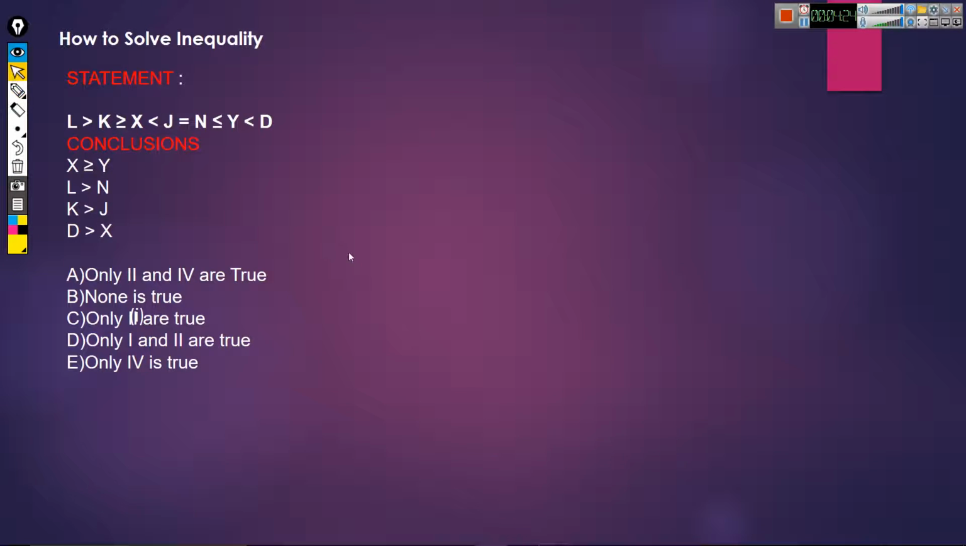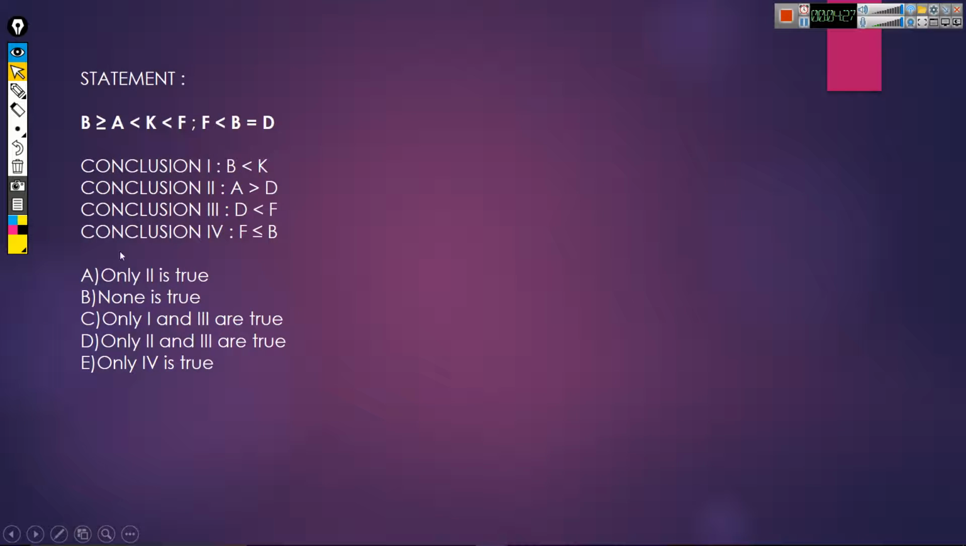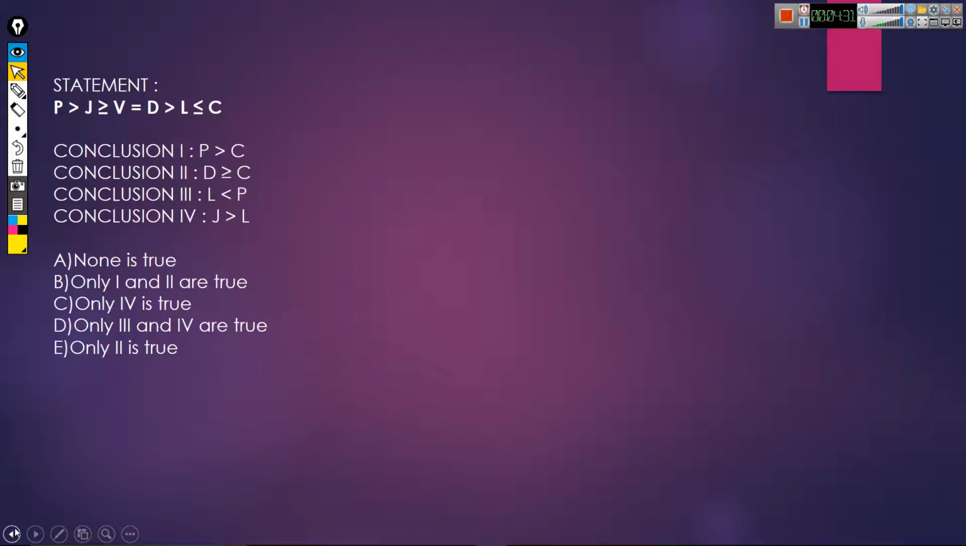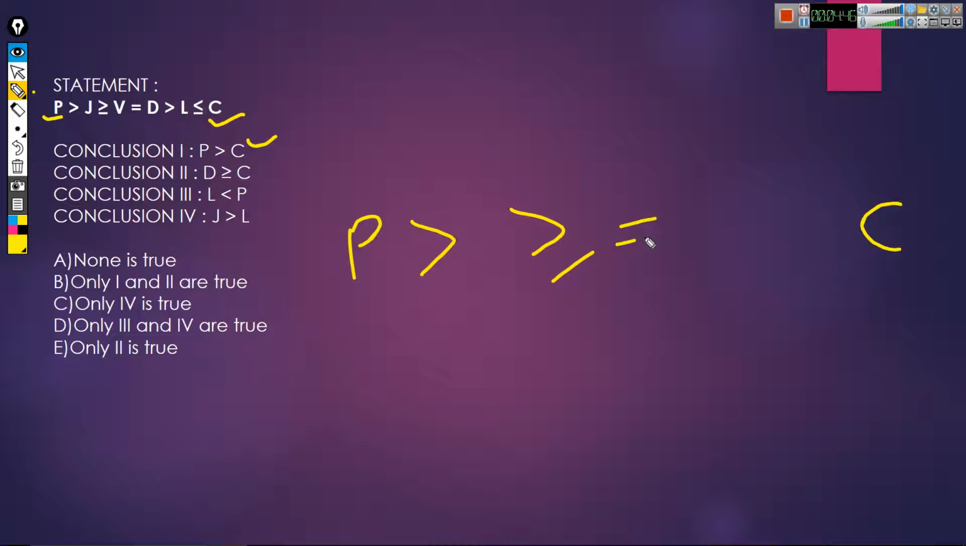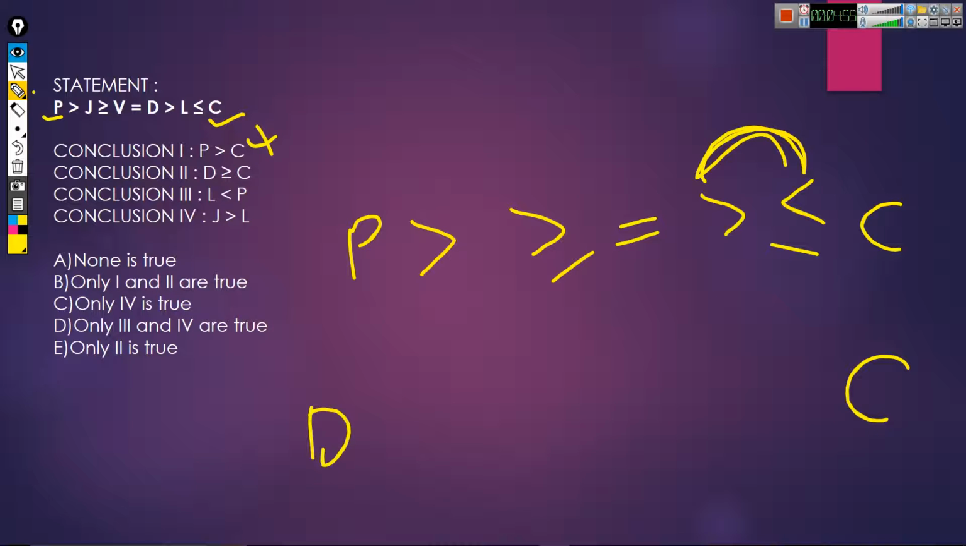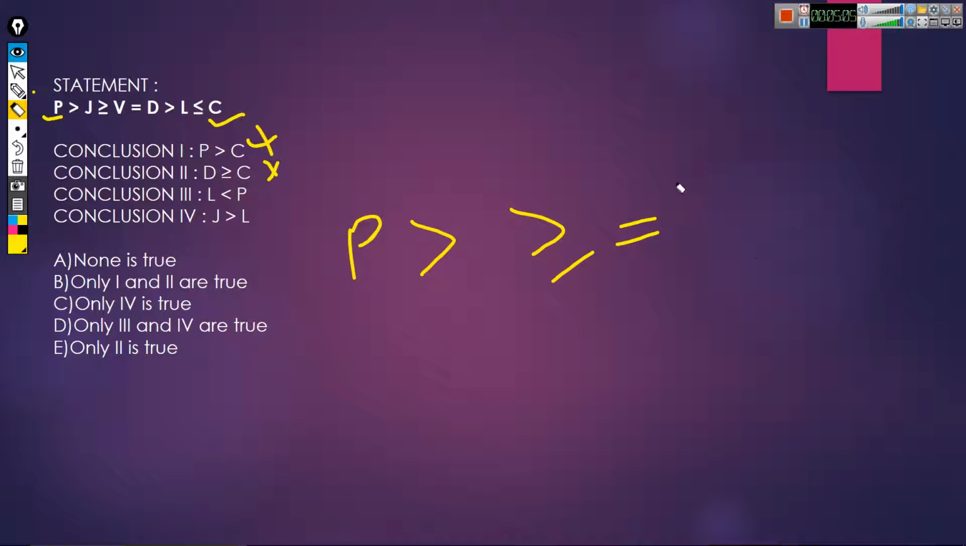Move to the next question. This one. We have P is greater than C. We have to go from P to C. Write all signs between P and C: greater than, greater than equals to, equals to, greater than, less than equals to. Again, opposite sign. It means the conclusion will not follow. D to C, greater than and less than equals to. Again, opposite sign, the conclusion will not follow. Very easy. What you need to find is only the common symbol. And if there is an opposite sign, the conclusion will not follow.